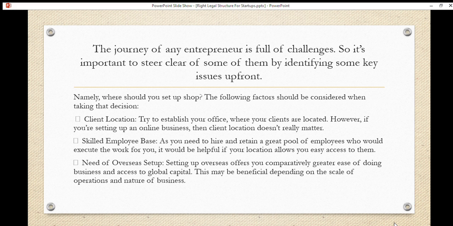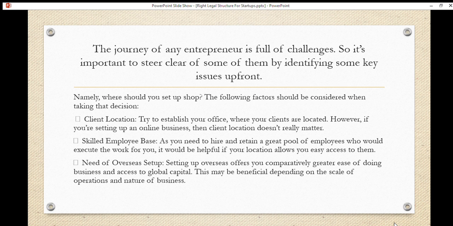The journey of an entrepreneur is always full of challenges. We know it very well. So it's important to steer clear of some of them by identifying some key issues up front. First thing is the client location. Try to establish your office where your clients are located. However, if you are setting up an online business, then client location doesn't really matter. Second thing is the skilled employee base.